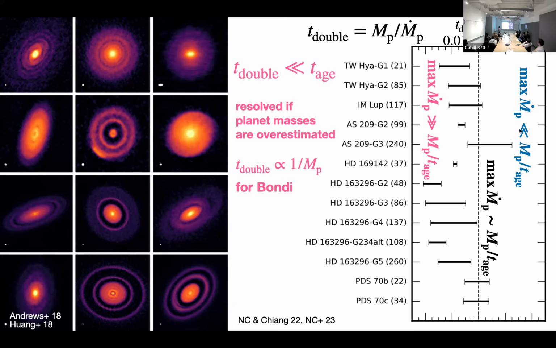So that's fine. It just means you're basically done forming. Interestingly, though, most of these points plot towards the left-hand side of this figure. These are doubling times which are very short compared to the ages of the system. So we interpret this to be a problem, because what are the odds that you're catching all of these things in a super short-lived phase of really rapid growth?